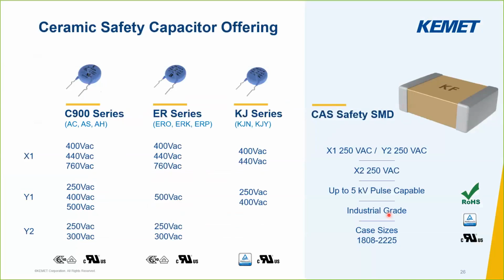So Chemet offers 4 safety certified series for interference suppression. The C900 safety disk series, which comes in 5 voltage classes in 3 lead styles and certified by UL and VDE. The ER safety disk leaded series comes in 3 voltage classes in 3 lead styles and is also certified by UL and VDE. The KJ safety disk series, which comes in 2 voltage classes, 3 lead styles, and certified by UL and TUV this time. And the CAS surface mount series, which comes in 2 voltage classes, 4 case sizes ranging from 1808 to 2225, and certified by UL and TUV.